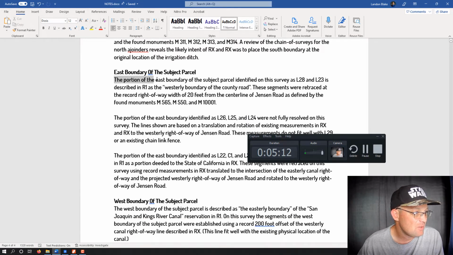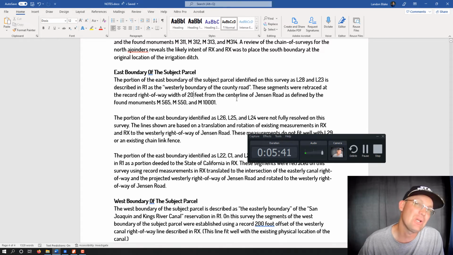So I say here, the portion of the east boundary of the subject parcel identified as L28 and L23 is described in R1, the vesting deed, as the west boundary of the county road. So I'm making that tie back to the vesting deed. Then I say, all right, how did I get these on the ground? They were retraced at the record right-of-way width of 20 feet from the center line of Jensen Road as defined by these monuments. Okay. Now in this case, I don't have a road deed that gives me the 20-foot width, although it is on the historic survey maps and the tax assessor map.